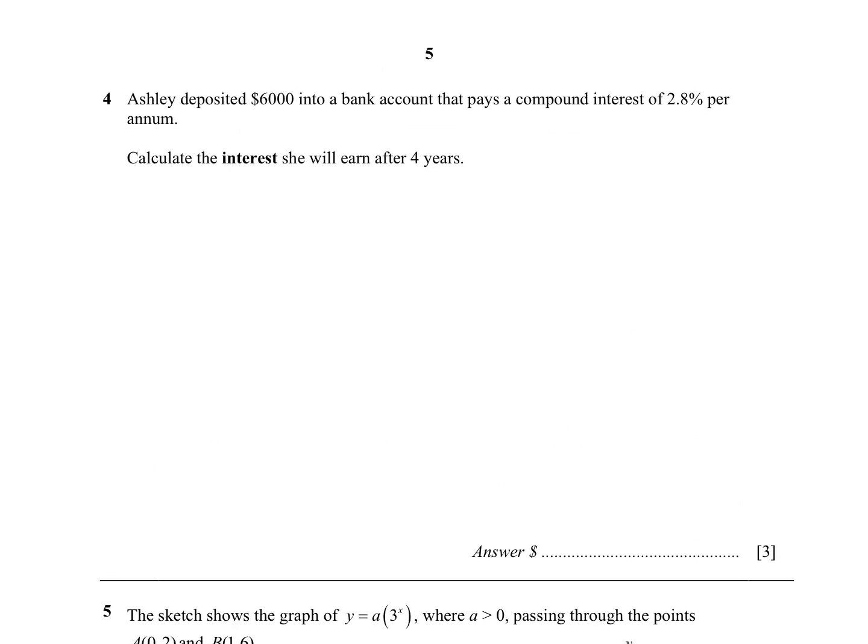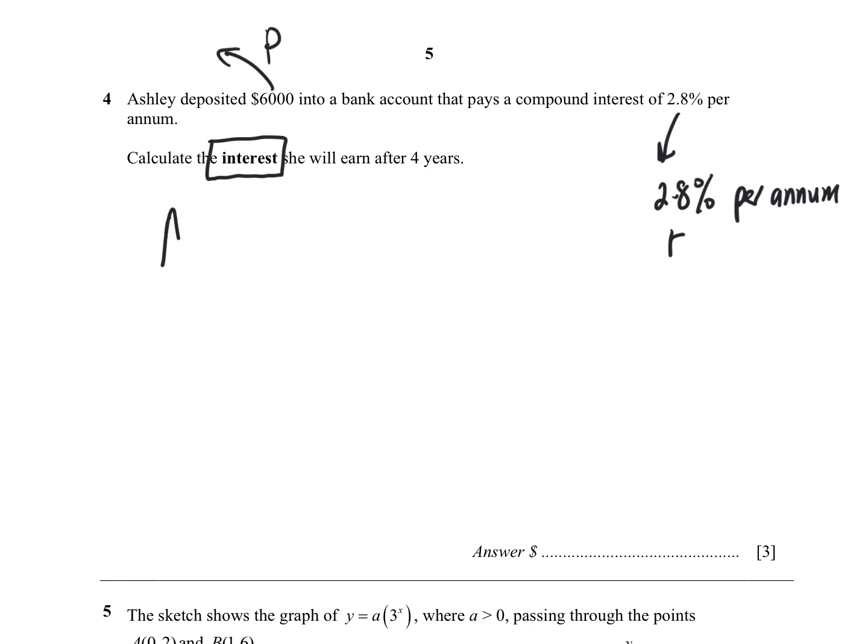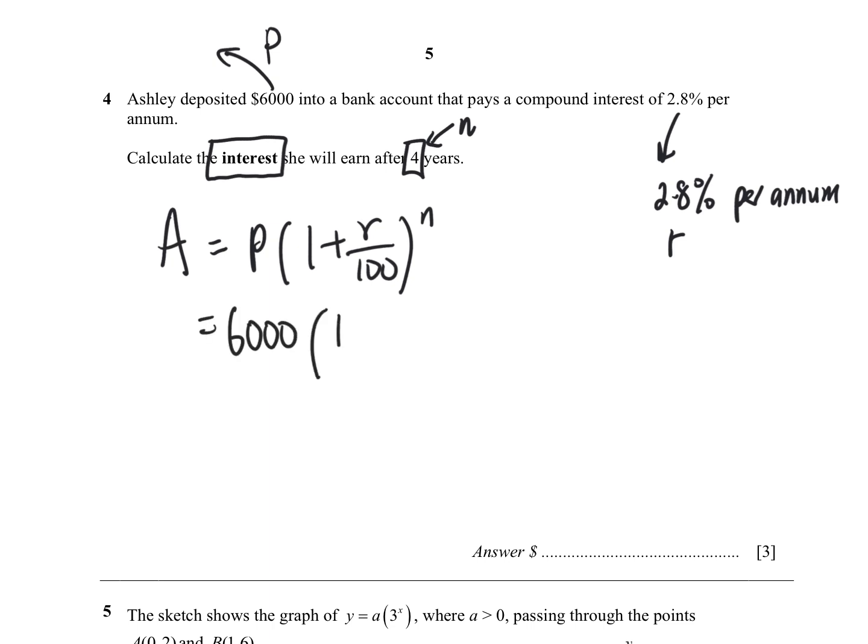Next one. Ashley deposited 6,000 in the bank. So this is the principal amount he put in. Compound interest 2.8% per annum. Annum means per year. So this is the R. And then I want to find the interest. So if you look at the first page, this is the formula. So I put in my info. This is my N. So 6,000, and then 2.8, and then 4 years. So just key in this whole thing into the calculator. 1.028 to the power of 4. So you will get so much. Wait, did I press anything? Oh, 2.8.